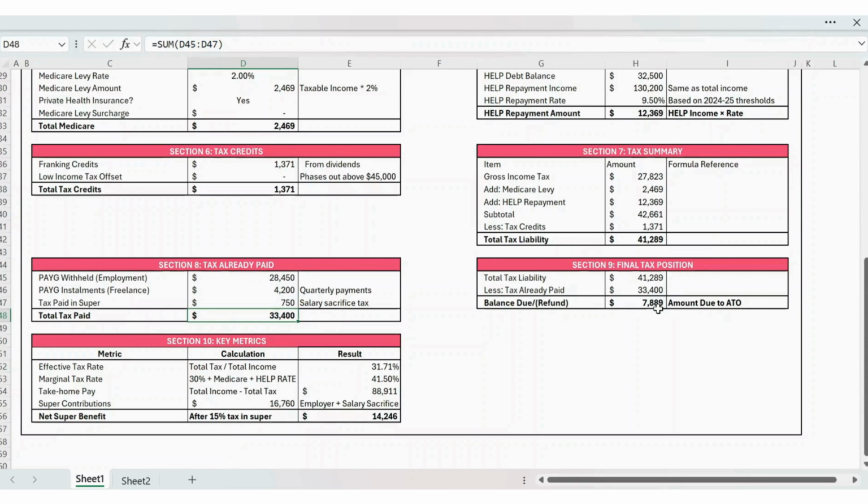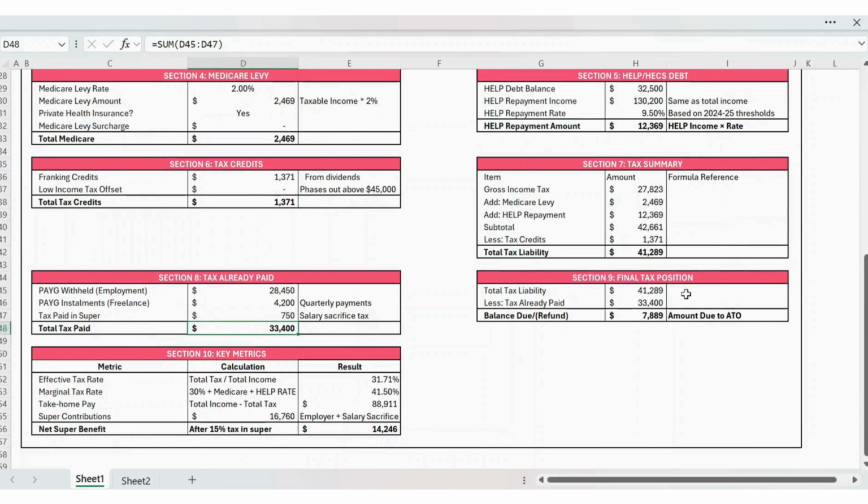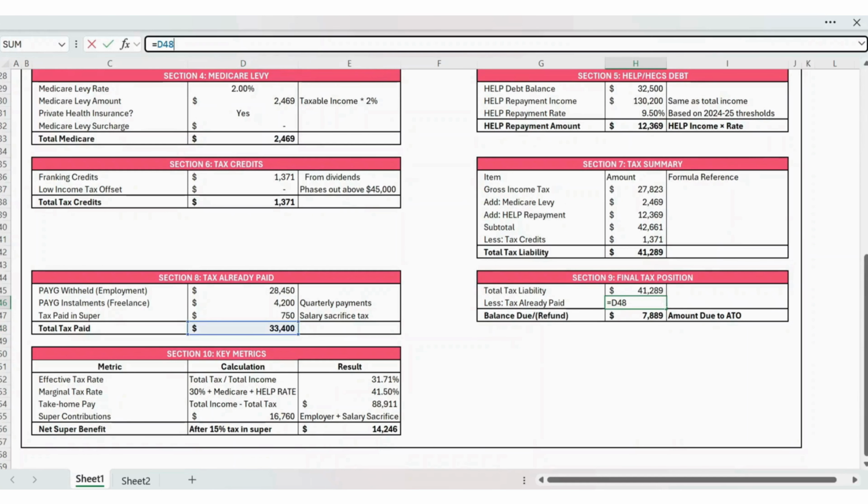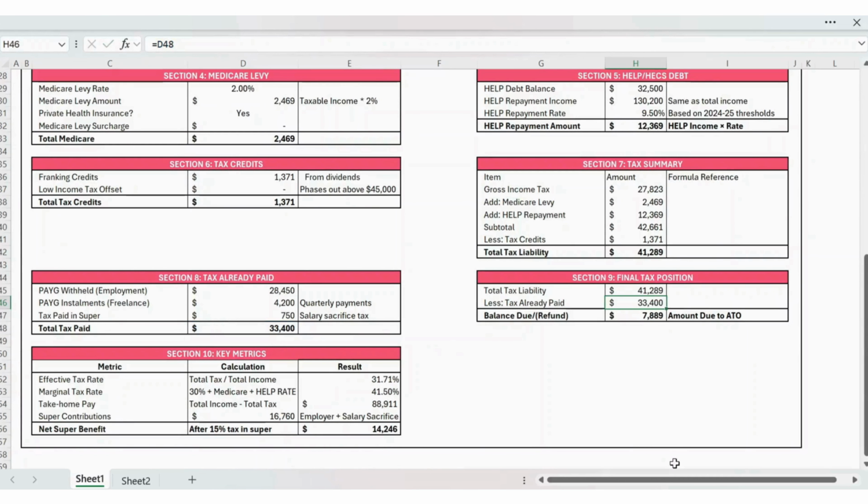Now the moment of truth in Section 9, total liability. $40,639 minus tax already paid $33,400 equals $7,239. The formula shows this as a positive number, so it's an amount due to the ATO. Alex will need to pay this when he lodges his return.